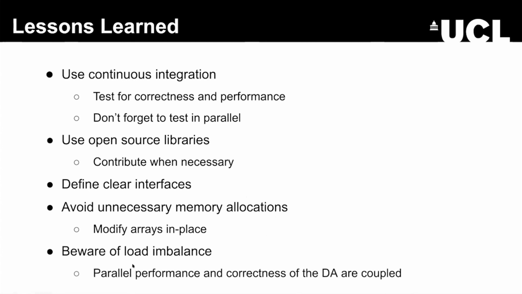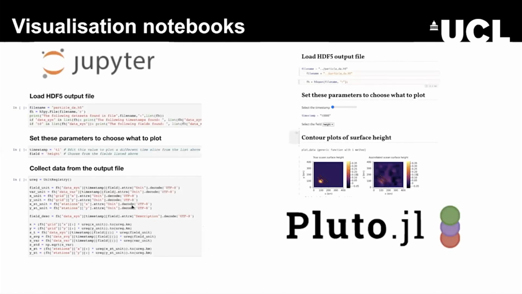and load balance can kill your performance if you're not careful. The particle filter is interesting in the sense that the parallel performance of the software is coupled to how well the filter is doing. So if you're getting the right result, you will get it very quickly. If you're getting the wrong result, you will get it very slowly, which took me a while to wrap my head around.